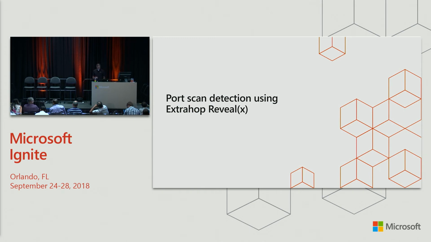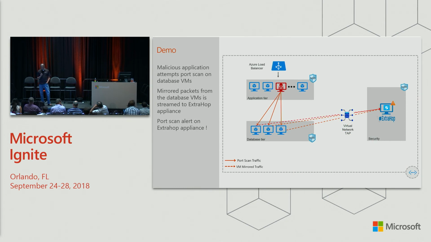So with that, I want to show a cool demo. For this demo, I'm using ExtraHop RevealX. ExtraHop does a very good job at threat detection and analytics. So let me show you my demo scenario. I have a couple of VMs in my application tier, and I have VMs in my database tier. In this case, I'm going to mimic the VM in the application tier being malicious. It is doing a port scan on the VMs in the database tier.